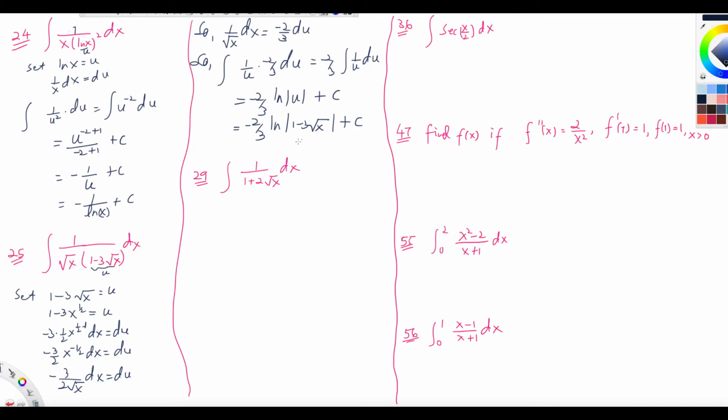Okay guys, so let us do question number 29 from the book. So see, this is a little bit different. There is a similar thing on the bottom, but there is no 1 over root x.